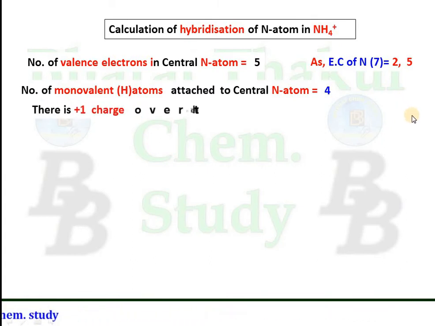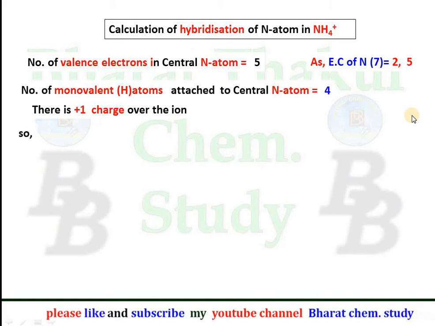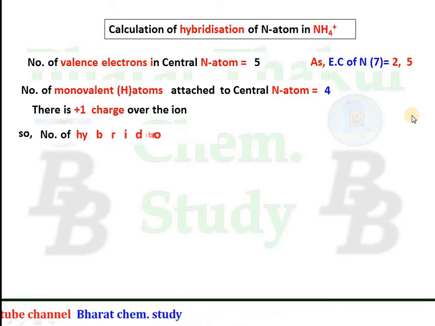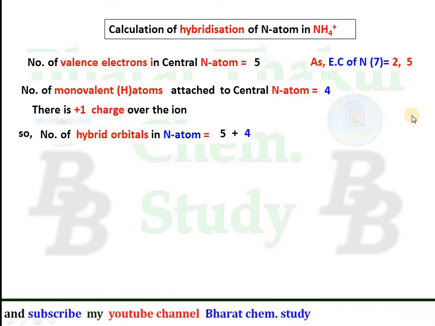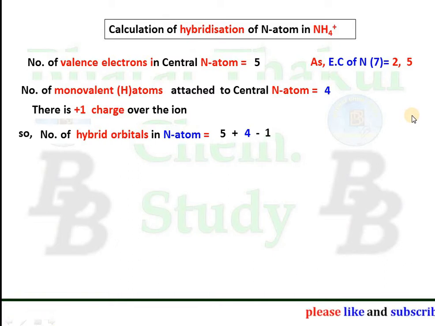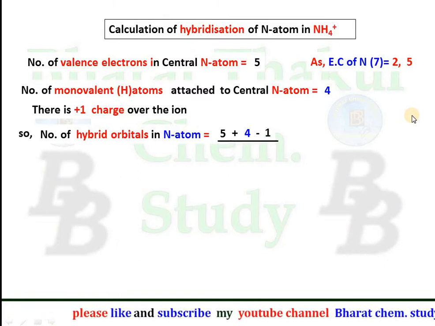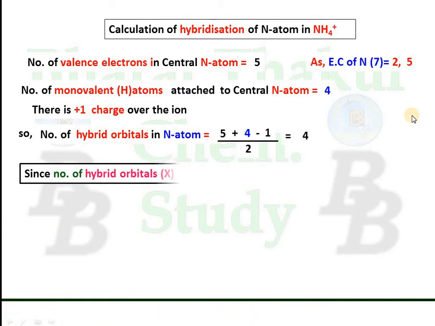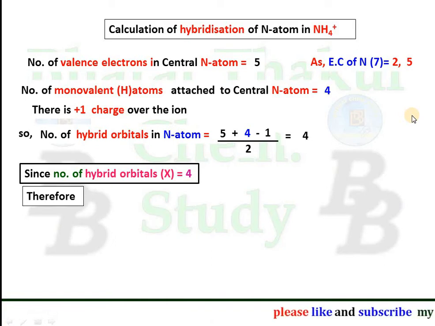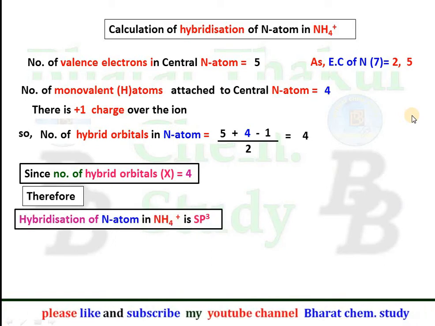Now since there is a positive 1 charge on the ion, to calculate the number of hybrid orbitals using the first formula, the number of hybrid orbitals in the nitrogen atom will be calculated as 5 valence electrons plus 4 monovalent atoms attached, and because the positive charge is to be subtracted, we write -1 here, and the total is divided by 2. The number of hybrid orbitals in the nitrogen atom comes to be 4. Therefore, the hybridization of the nitrogen atom in the ammonium ion will be sp3.